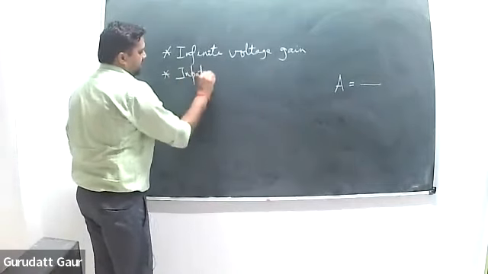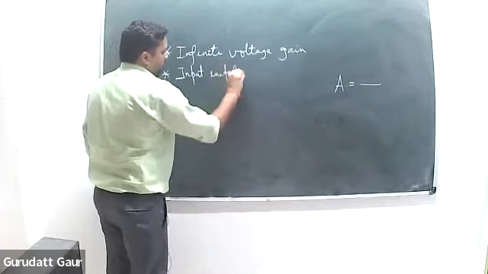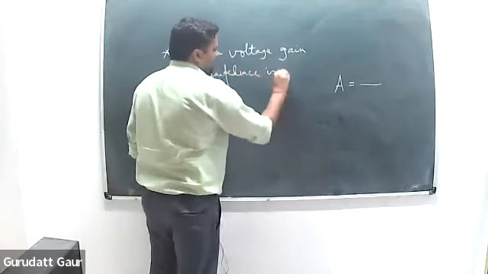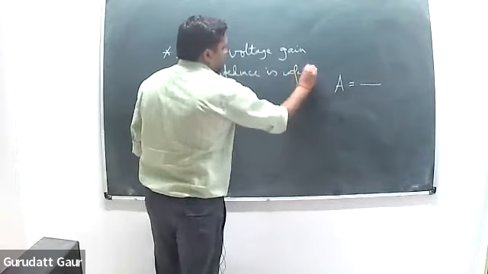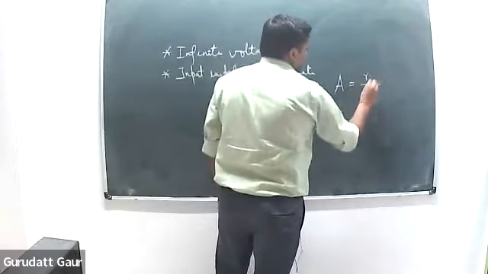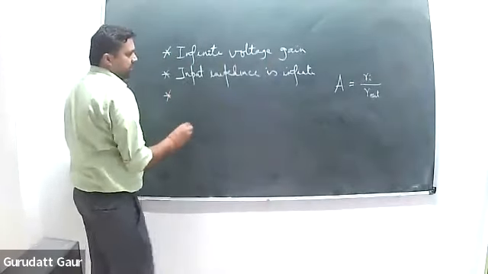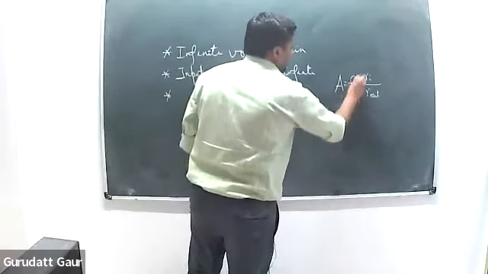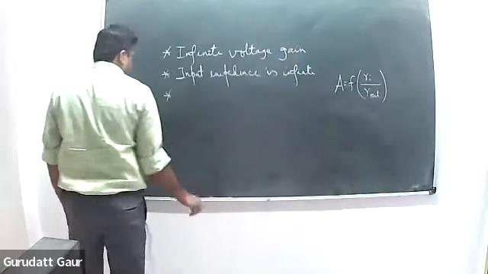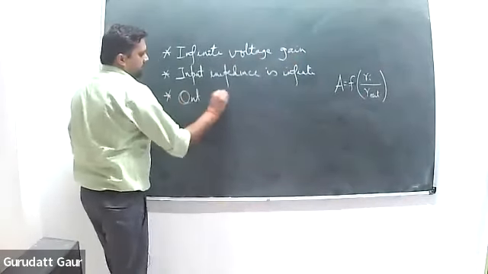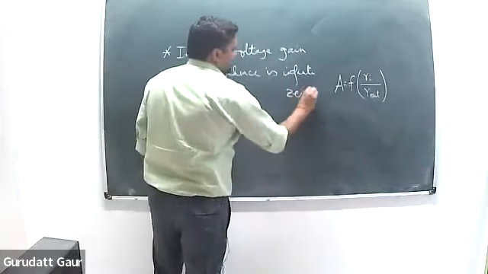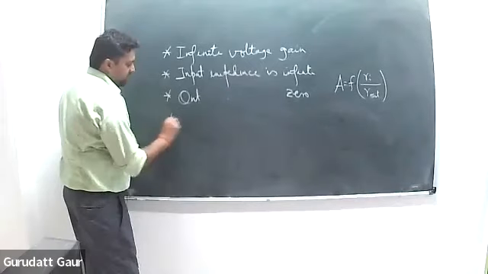Input impedance or the resistance is infinite, right? So that means it should be something like Ri and R out. So output impedance should be 0. Zero. So output impedance is 0. So these are some of the properties. And they should have infinite speed, right?